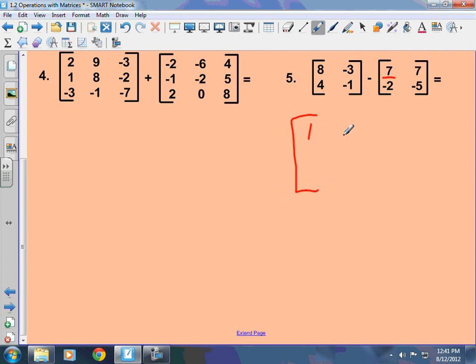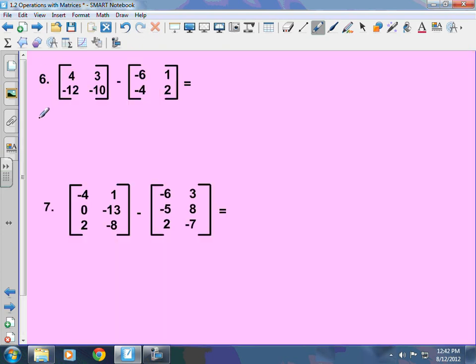Negative 3 minus 7 is negative 10. 4 minus negative 2 is 6. Minus minus make a positive, so this is really 4 plus 2. Negative 1 plus negative 5 is negative 6. A negative and a negative make a negative. Okay, you can do 6 and 7 on your own.